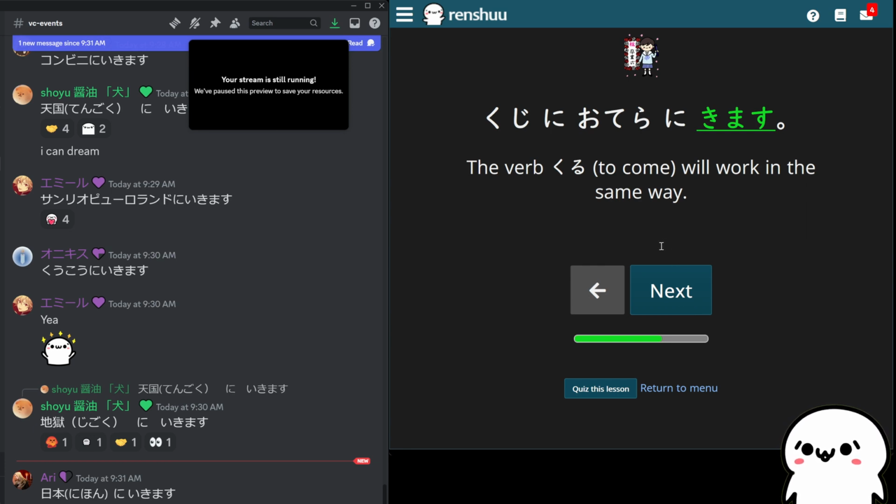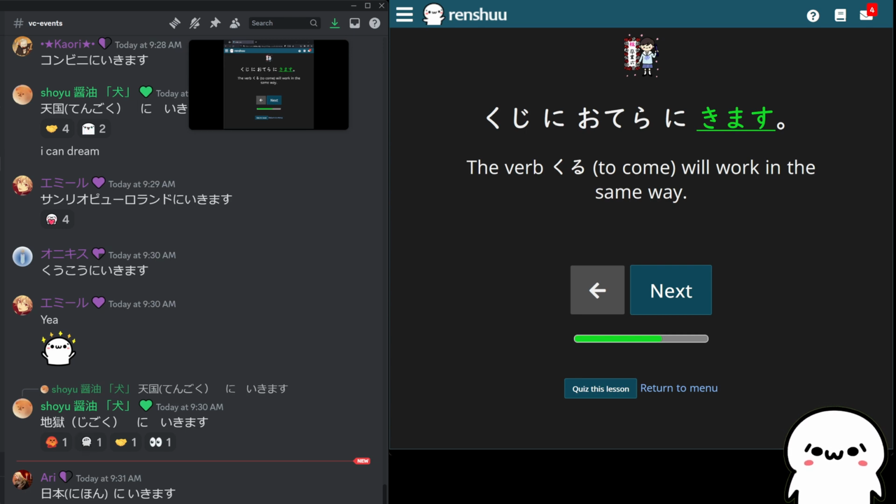So, when do you use them? When do you use each one? It might be clear to you, obvious to you, based on English, your own language, but let's talk about it just a little bit. So, ikimasu is referring to going away from the speaker's current location.